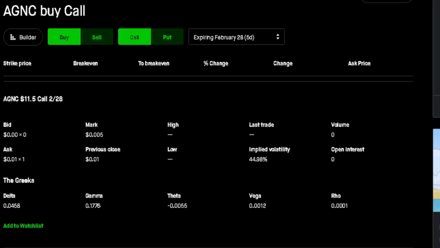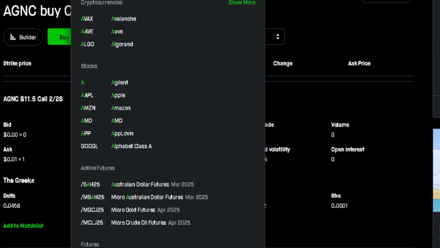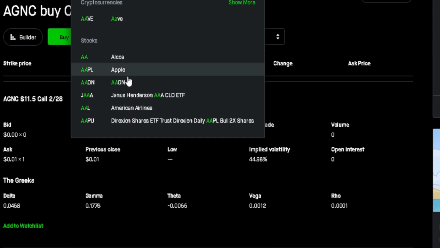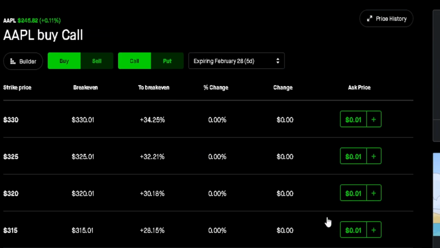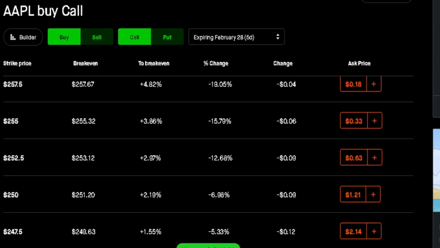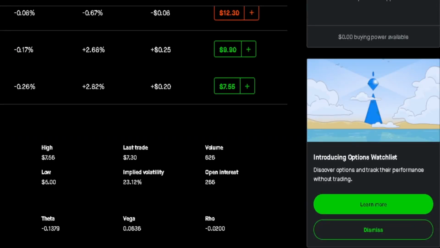And you can see right now that this option has an implied volatility of 44.98% for AG&C. So that's okay. And now let's go back to Apple, and we'll look to see what that implied volatility is. So going to this options chain, wait for it to load. This options chain right now at this particular part has an implied volatility of 25.15%.